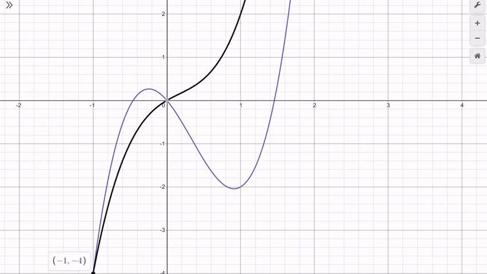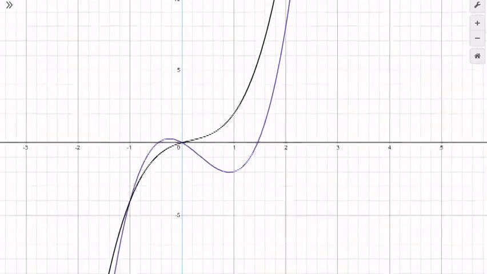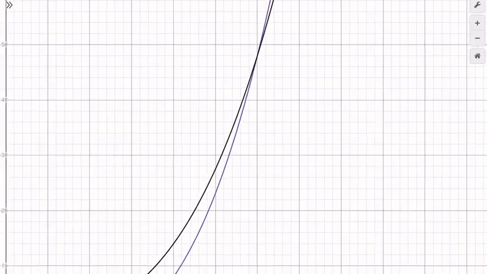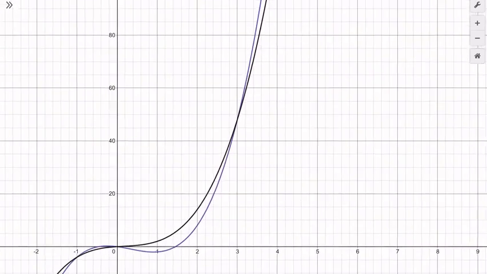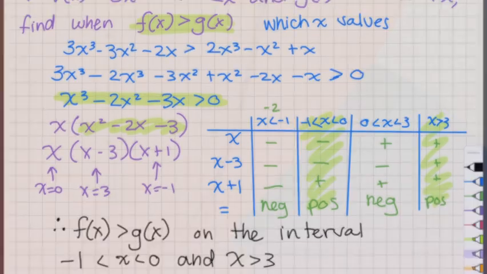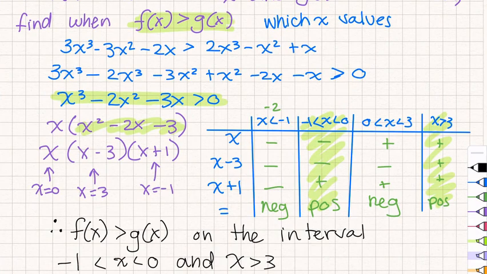So between negative 1 all the way until 0, that's when it's greater than. And then when would it be greater than again? As you can see at this point here, it's now greater than once again. So our math is correct. So we're just checking the interval when the specific function is greater than or equal to, less than or equal to.